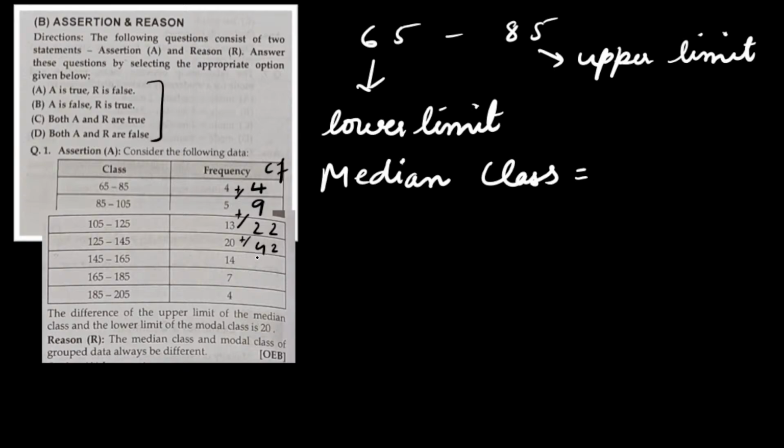This is 42. 42 plus 14 is 56. You can check also, because in addition I might go wrong somewhere. 56 plus 7 is 63. 63 plus 4 is 67. So is it correct? For the median class, we have to find the cumulative frequency. So just cross-check my cumulative frequency.